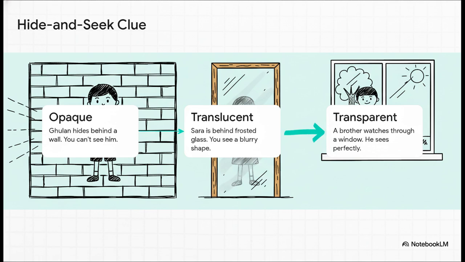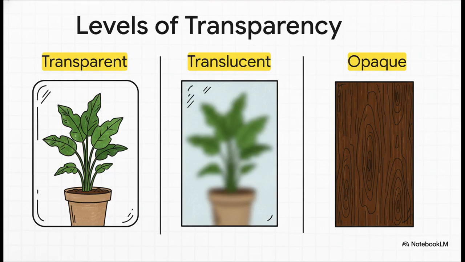That wall is opaque. Then, Sarah hides behind a frosted glass door. You can kind of see her shape, but it's all blurry. That door is translucent. Finally, Shita's brother is just watching through a regular window. He can see everything perfectly. That window is transparent. So, there are our 3 categories. Transparent for a perfectly clear view, like glass, translucent for a blurry, fuzzy view, like frosted glass, and opaque for no view at all, like a wooden door. These 3 words help us classify a ton of materials.